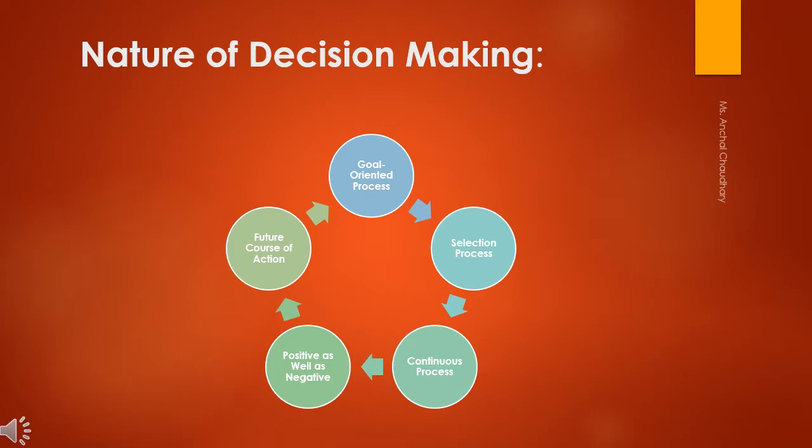Next is selection process. Decision making is a selection process as there are many alternatives available in the market. Companies have so many alternatives available with them. So deciding the best alternative and choosing the best alternative among them, that is your decision making. So it's a selection process.